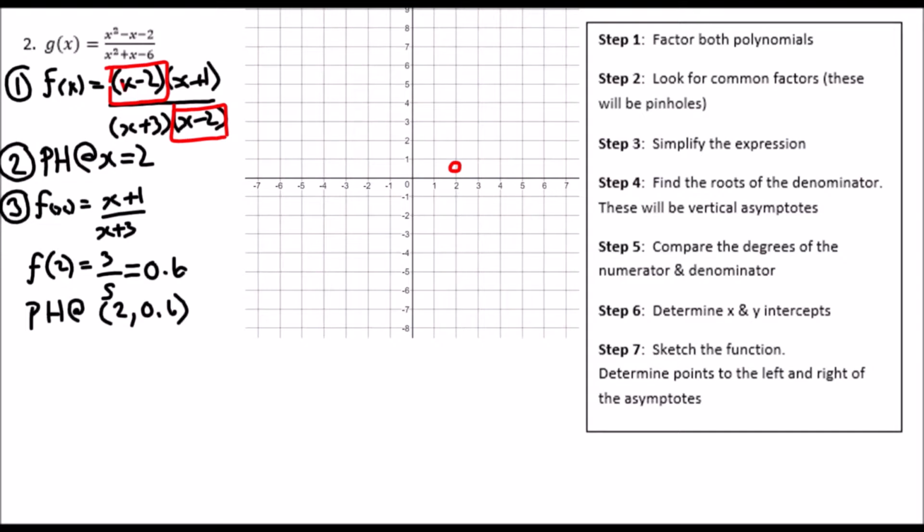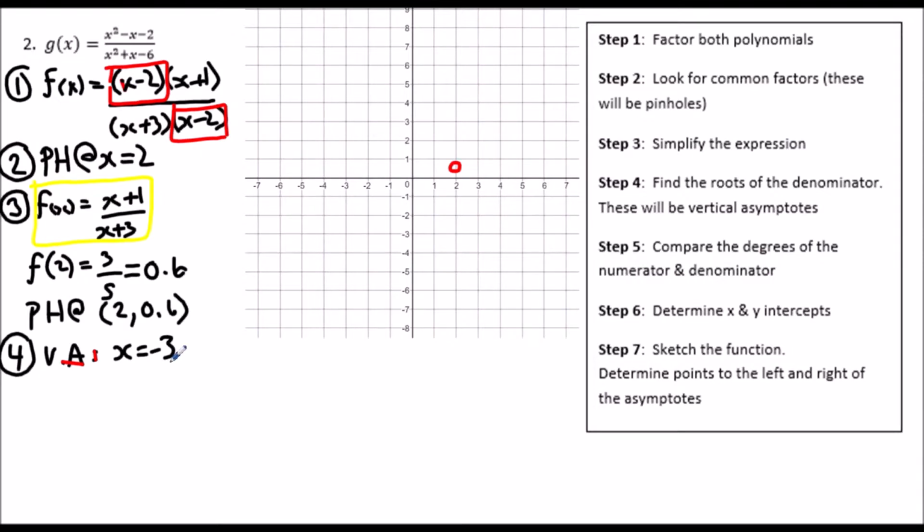So I got my pinhole, so step 4, I want my vertical asymptotes. Vertical asymptotes again are just the roots of the denominator, but again, we are going to use this function here. I don't want to use the original, I'm going to use the new simplified one. So I'm only going to have one vertical asymptote, x equals the root of the denominator there, so x equals negative 3.